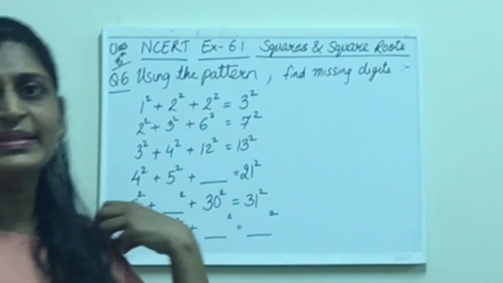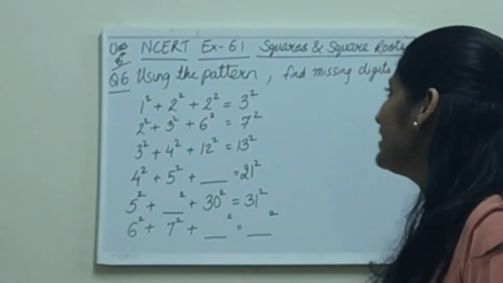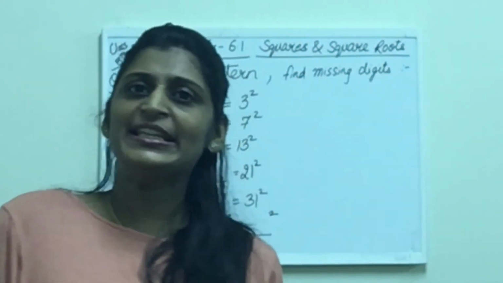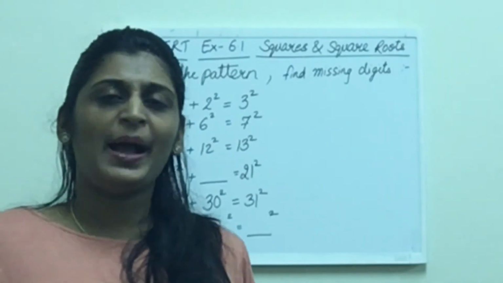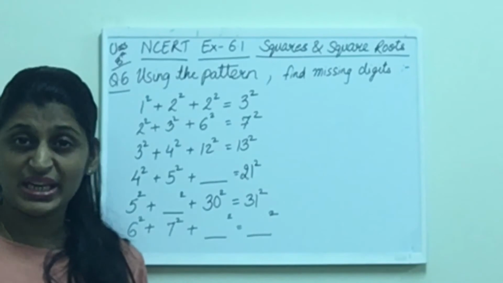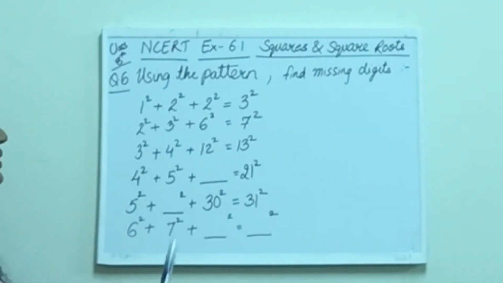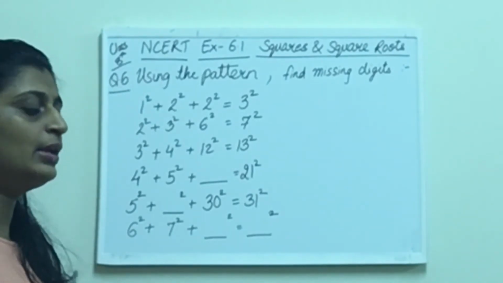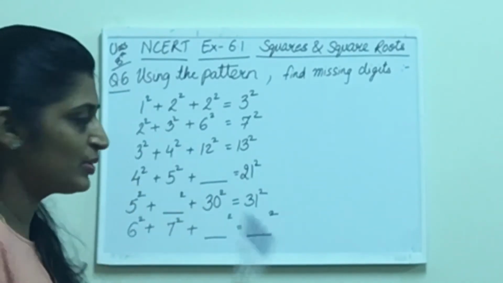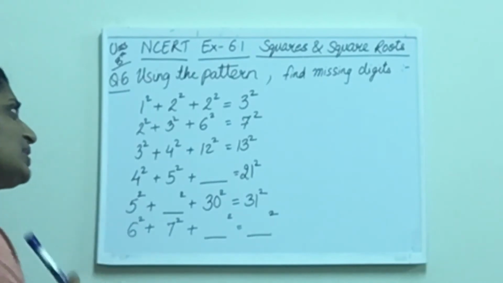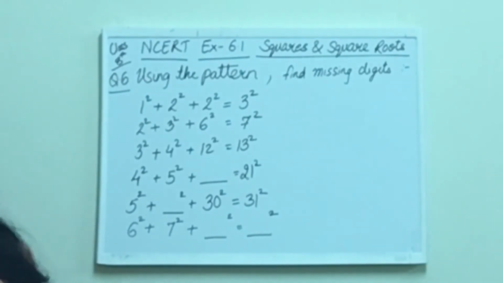Now this is question number 6. Using the pattern, find the missing digit. As I already said, questions 4, 5, 6 are based on observing the pattern and filling in the missing numbers. So same, but 6 is the trickiest. I'll be using a different marker to highlight the pattern, and for the solution I'm also using the same pen. So this is a question which says 1 square plus 2 square plus 2 square gives me 3 square.